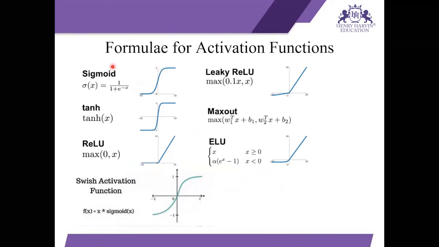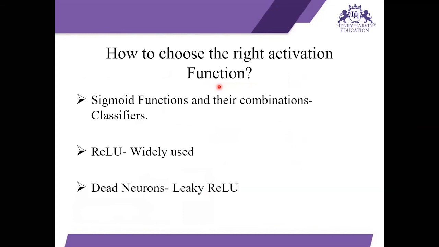So here the formulae for activation functions are given. For sigmoid, 1 by 1 plus e power minus x, tanh of x, I think you are aware of it, and ReLU, Swish, leaky ReLU, maxout, and ELU. So how do you choose the right activation function? We have studied several activation functions. First of all, we should know which activation function has to be used and where it has to be used, right? Depending upon the properties of the problem, we might be able to make a better choice for easy and quicker convergence of the network.